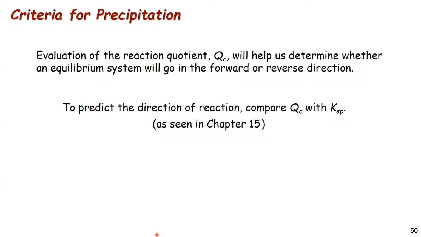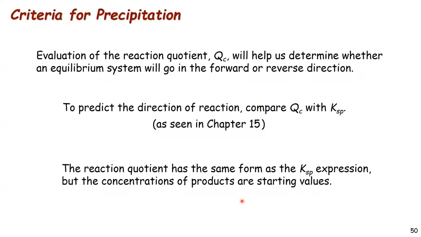Exactly the same way that we did in chapter 15, right? The reaction quotient has the same form as the KSP expression, except in the KSP expression we use the equilibrium concentrations. In the reaction quotient expression, we use the initial concentrations.